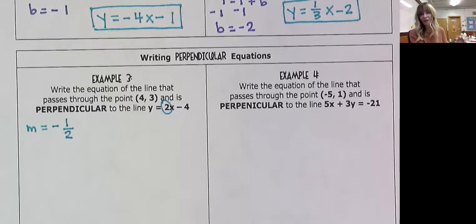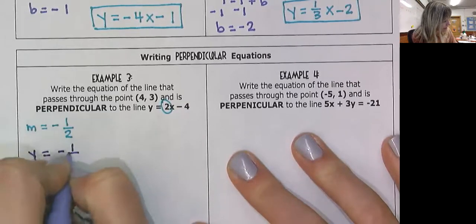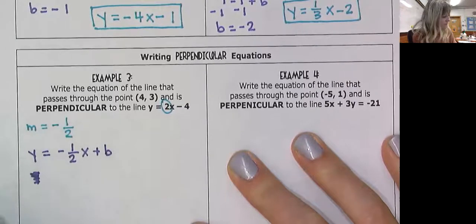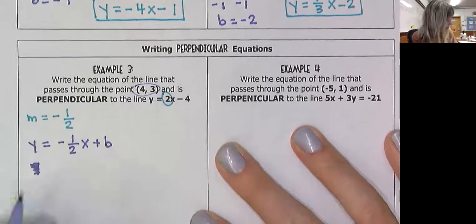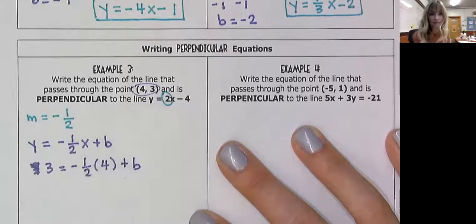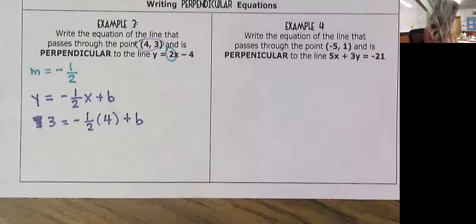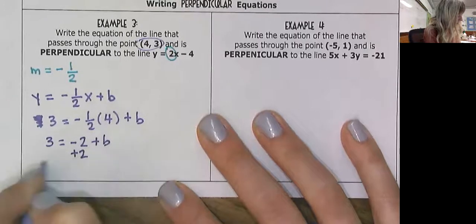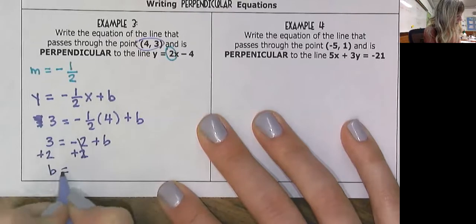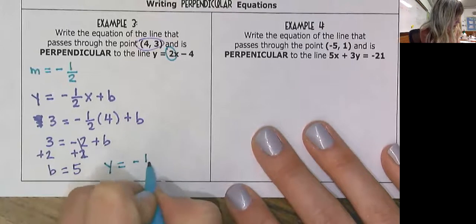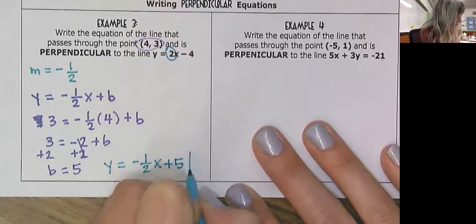So nothing about the equation this time should be the same. Now I'm ready to go. y equals negative 1/2 x plus b. And then I'm going to plug in my ordered pair. So this is going to say 3 equals negative 1/2 times 4 plus b. Then I'm going to have 3 equals negative 2 plus b. Plus 2, plus 2. b equals 5. And I am ready to finish my equation: y equals negative 1/2 x plus 5.